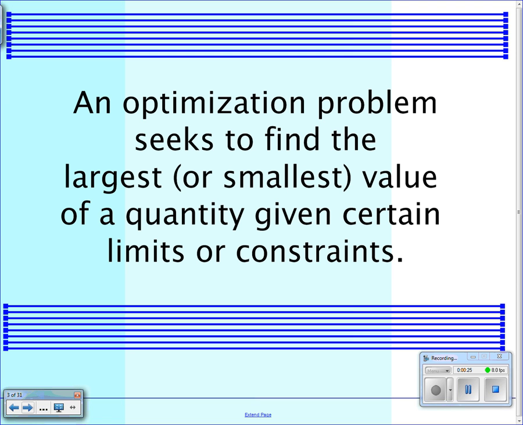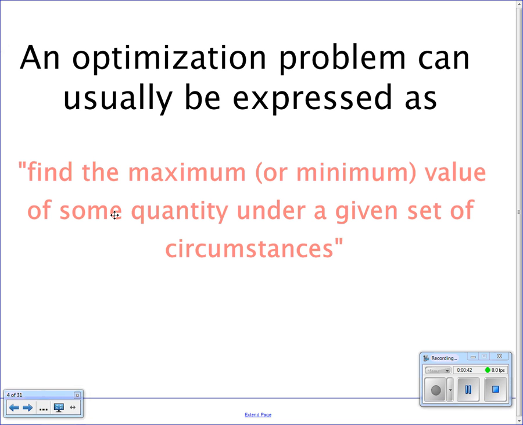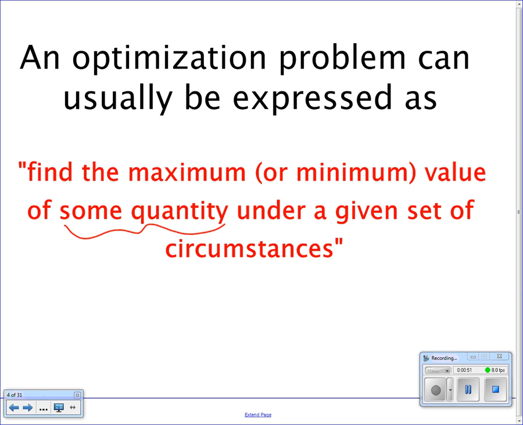So an optimization problem seeks to find the largest or smallest value of a quantity given certain limits or constraints. So there are some parameters we need to follow, and that's going to be the crux of the problem. An optimization problem is usually expressed in some form as find the maximum or minimum value of some quantity under a given set of circumstances. This quantity that we want to maximize or minimize, we need to express as a function. And the given circumstances will tell us what we need to make that function in terms of.